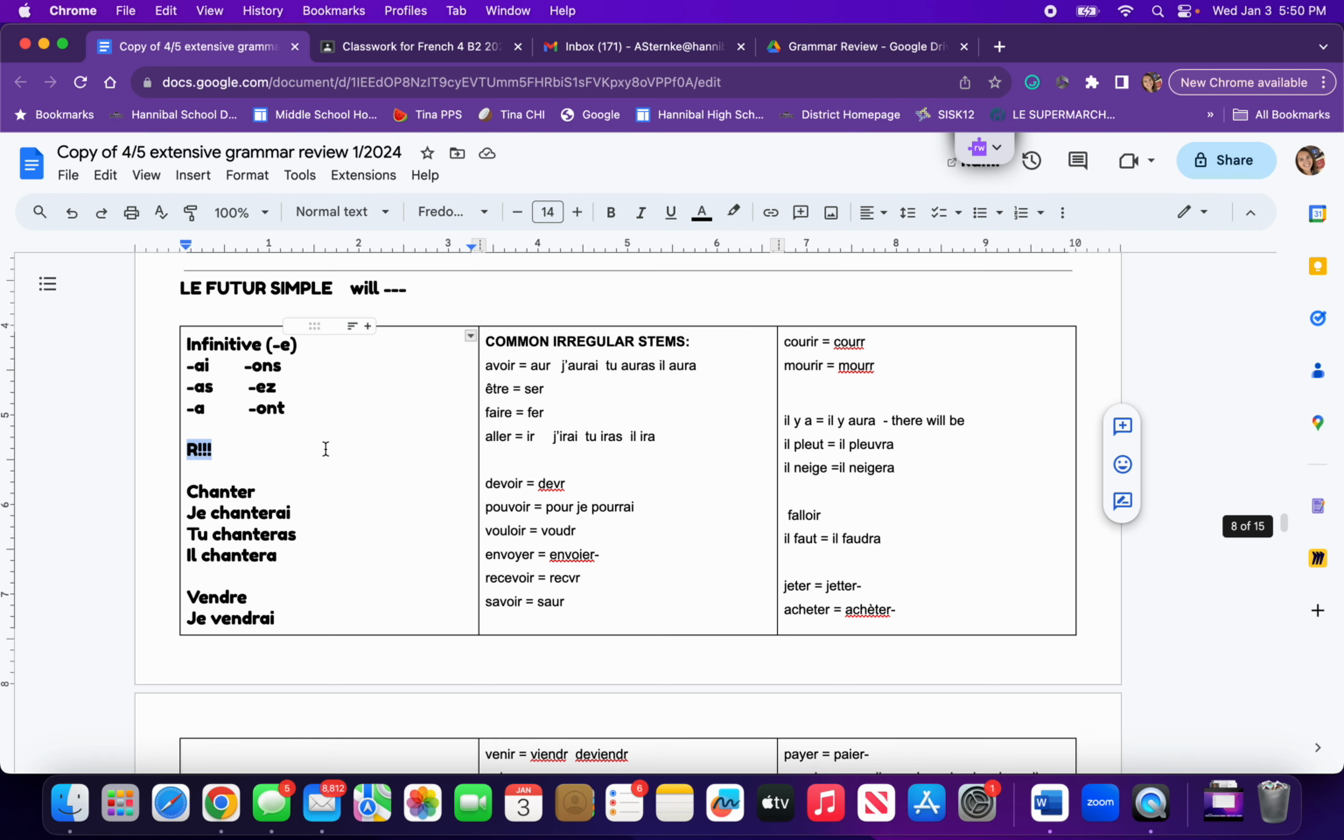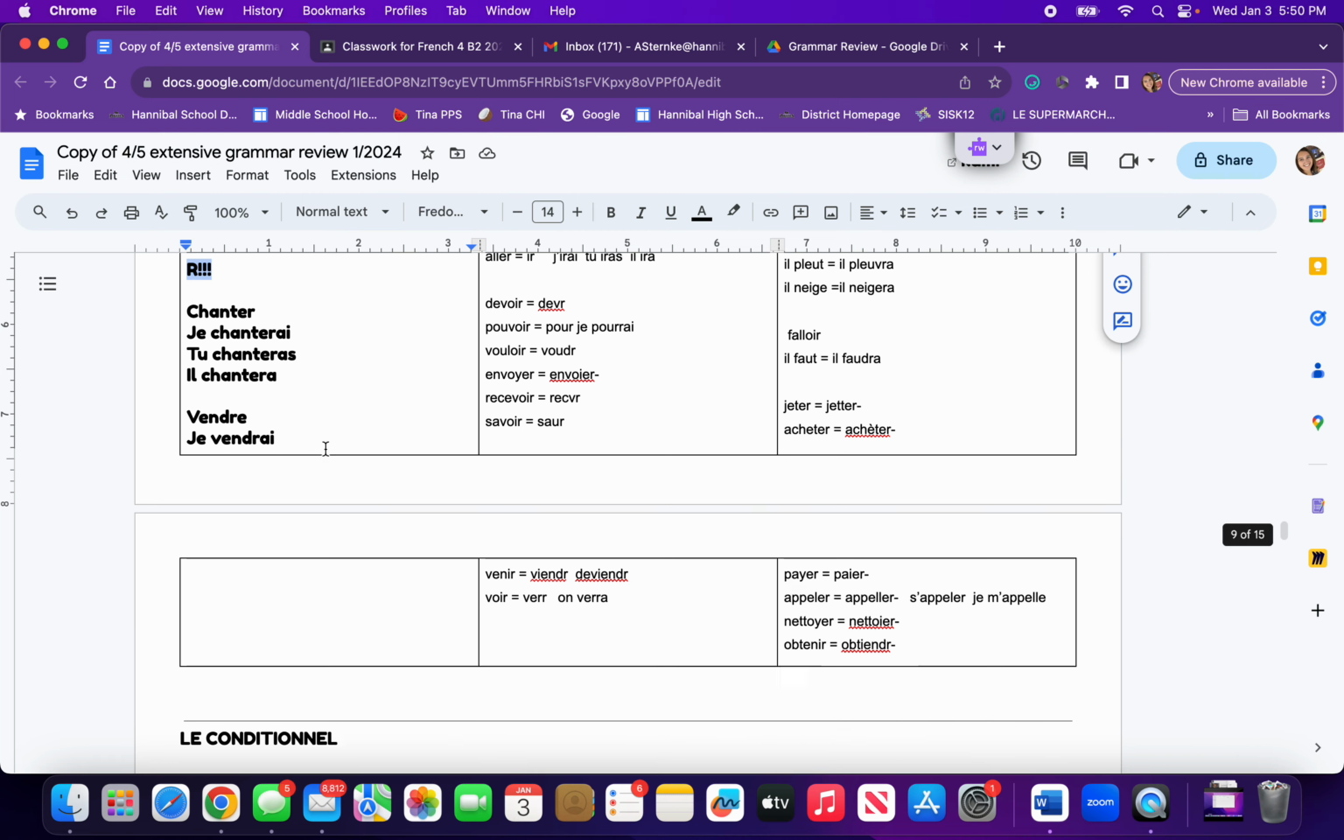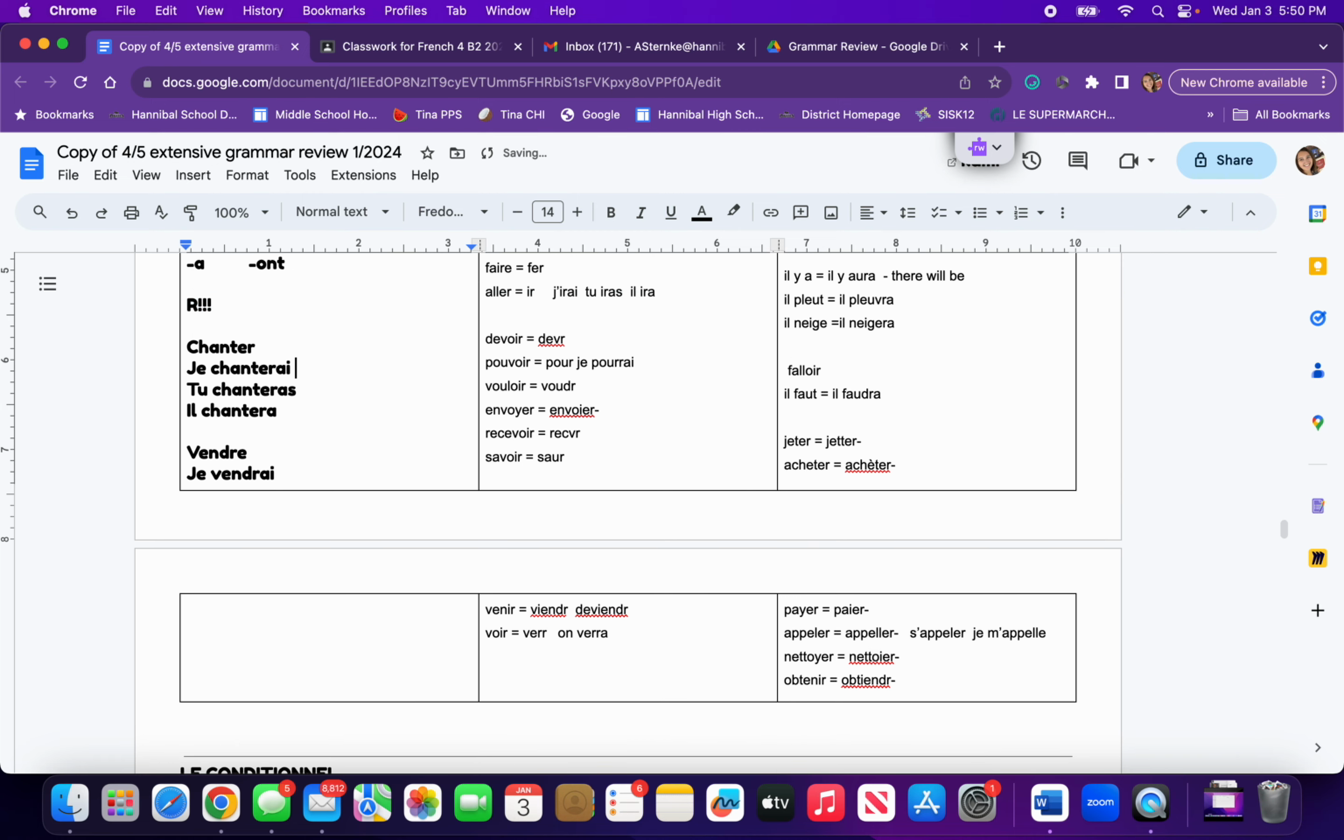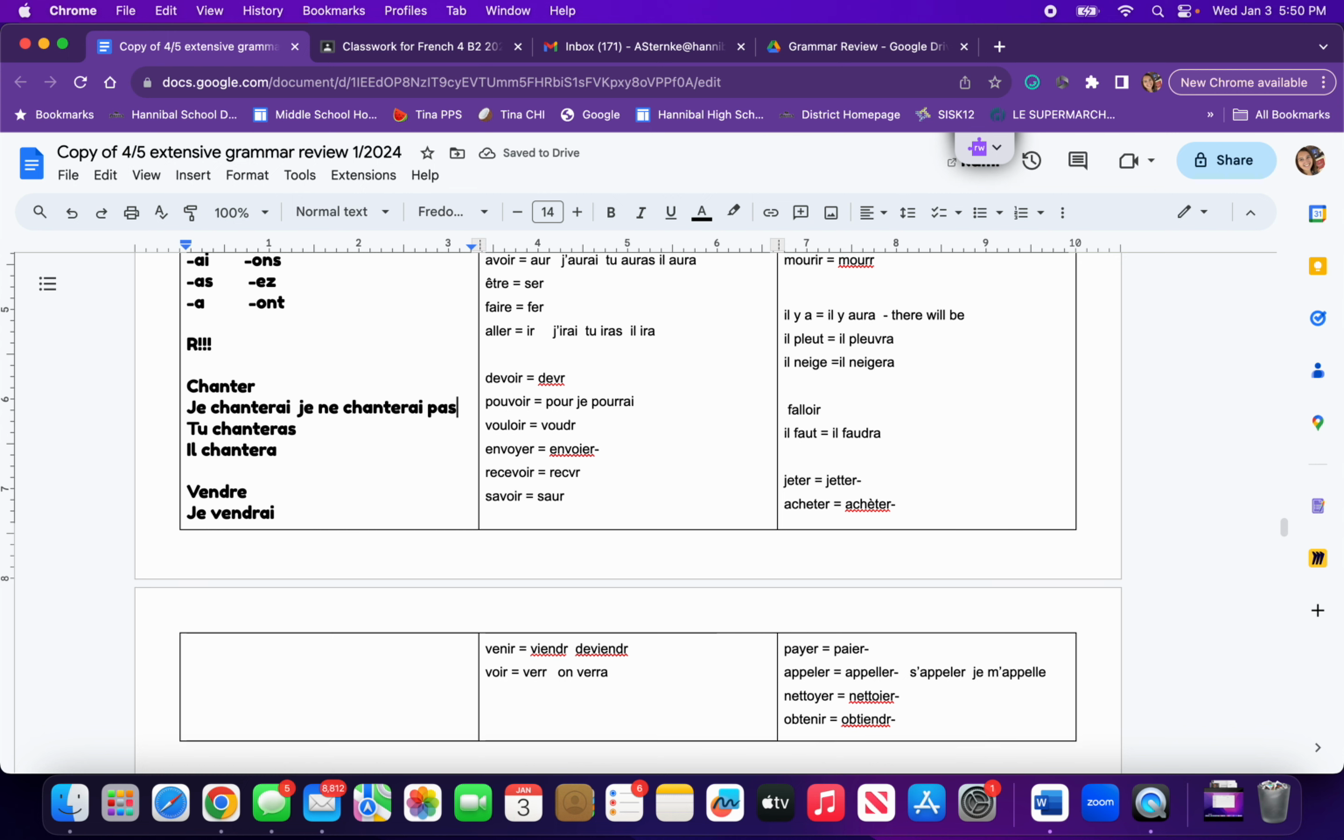Okay. You can make these negative. Something will not happen just by putting a ne pas around it. So je chanterai, je ne chanterai pas. I will not sing. Okay, je ne chanterai pas. There's only one verb there, so that was pretty easy.